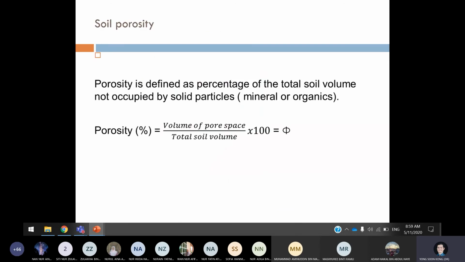Okay, moving on, the next part we're going to talk about is soil porosity. Earlier I told you porosity is how much air is inside and how much water can flow through. I would say the more accurate definition for porosity is the total volume of air. As you can see, the formula for porosity is volume of pore space divided by total soil volume. So how much air?